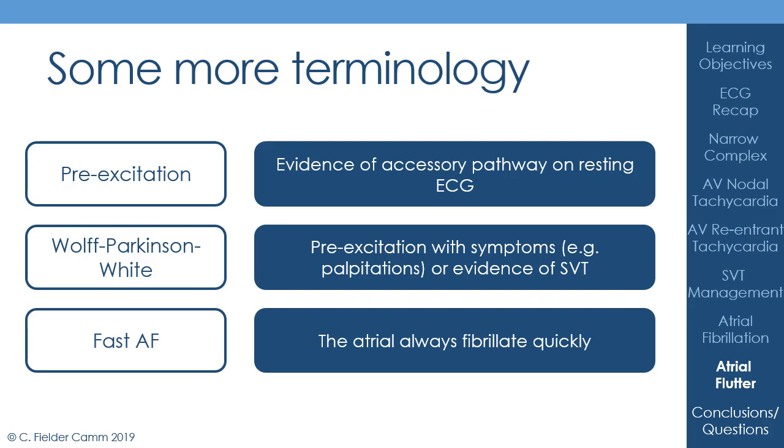And finally is the phrase fast AF. Now, this is not one that particularly bothers me, but I know it bothers some people. And that's because the atria are always fibrillating quickly in atrial fibrillation. So fast AF is a bit of a misnomer because all AF is fast. And what people say you should be using is the phrase atrial fibrillation or AF with a fast ventricular response. Because what you mean when you say fast AF is that the heart rate, the ventricular rate is fast. Like I said, it doesn't bother me, but it does bother some people. And this second way of saying it is probably technically more correct. So it's perhaps something that we should all start doing.